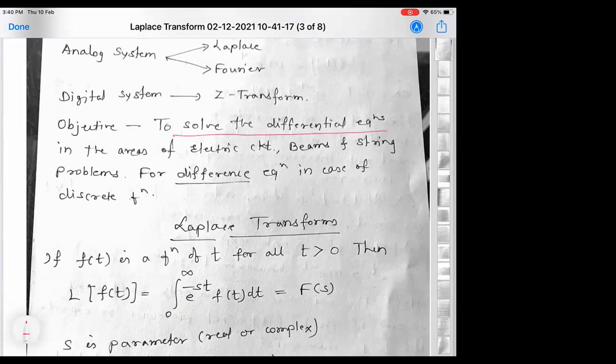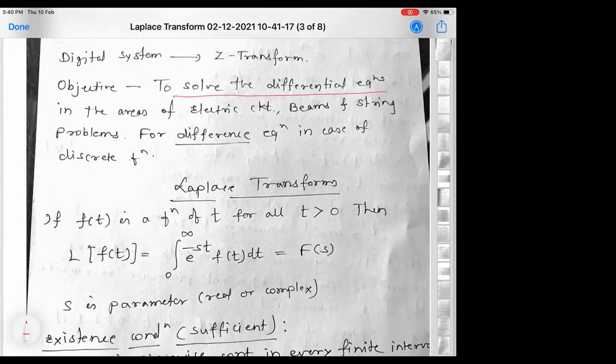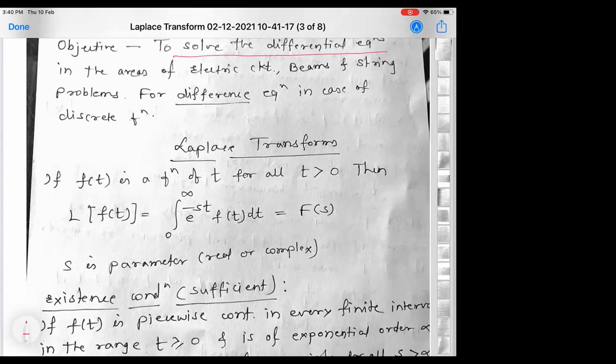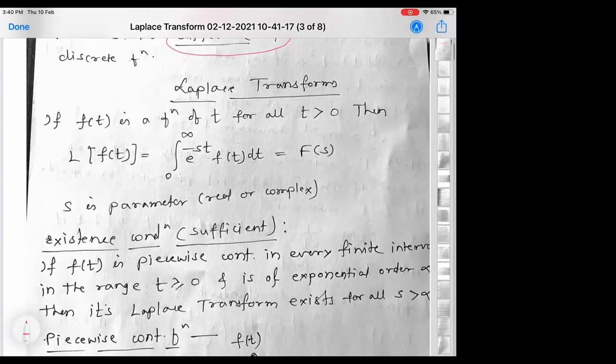Mainly to solve differential equations. Ordinary differential equations we are converting into algebraic equations, because solving an algebraic equation is much easier than a differential equation. So we convert the differential equation into algebraic form and then get its solution with the help of these transforms. And as you have seen in the Z transformation, we used the difference equation, which is the only difference in the discrete system. So let us see the definition of the Laplace transform.